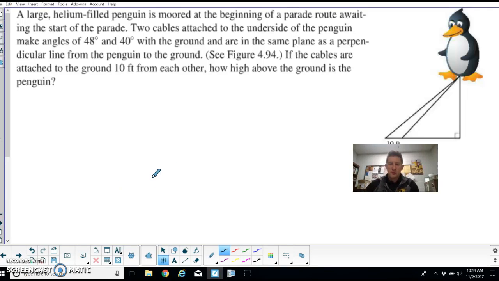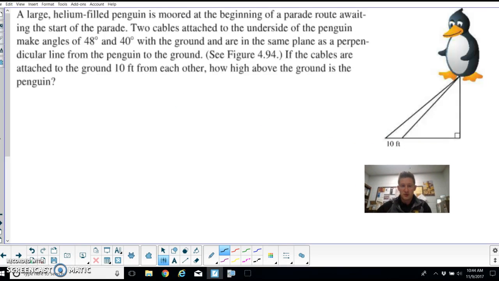Okay, in part 2 of our lesson 2.8 on solving problems using trigonometry, we've got a couple of challenging problems we're going to look at. So the first involves a penguin balloon hanging out at the beginning of a parade route. We are told that there are two cables attached to the underside of the penguin. So we've got one cable right here, and another cable right here. And again, these two cables are 10 feet apart, and they happen to be holding the penguin in place.